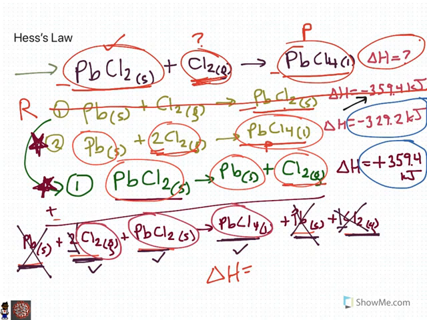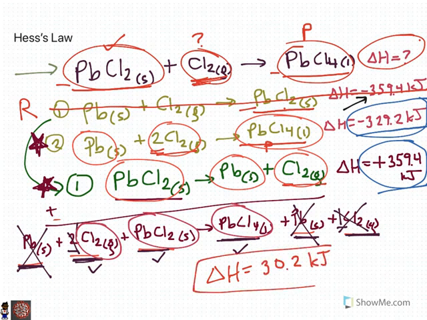So once we manipulate the ones that we have to, and we lock down the reactions, we go ahead and add up our delta H's. So what is negative 329.2 kilojoules plus 359.4 kilojoules? Well, it comes out to 30.2 kilojoules, and that is your answer.